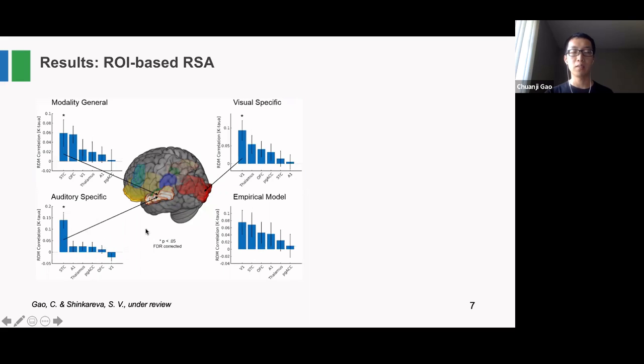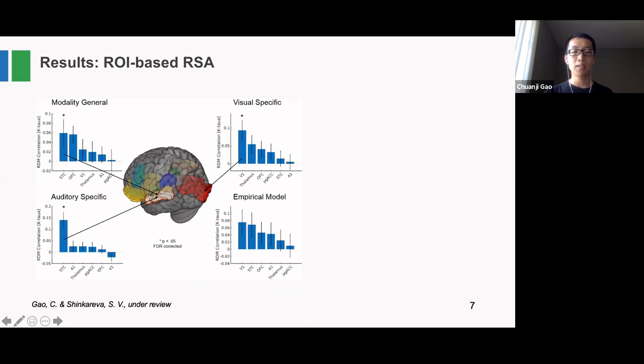So it could be interpreted by the perceptual engagement, or there is also literature suggesting a modality-general role of the supratemporal cortex, which would support both the engagement of the modality general and auditory specific in this brain region. For the empirical valence model, we didn't find any significant results with any of the ROIs, but the primary visual and auditory are mostly related, though these are not significant, so it shouldn't be interpreted too much.